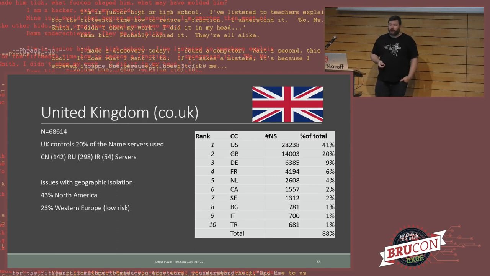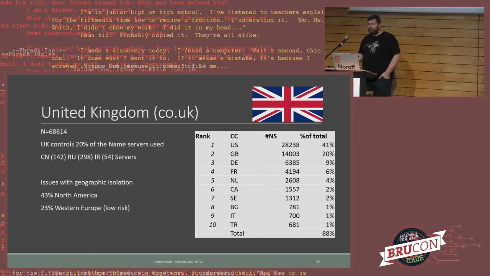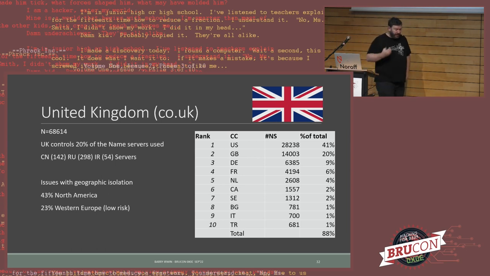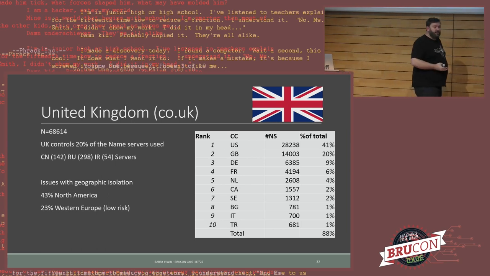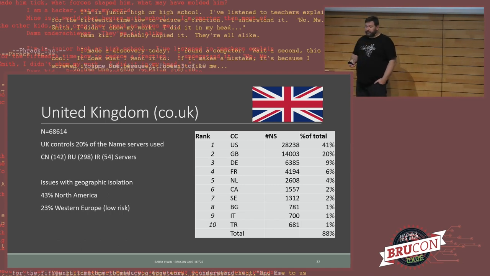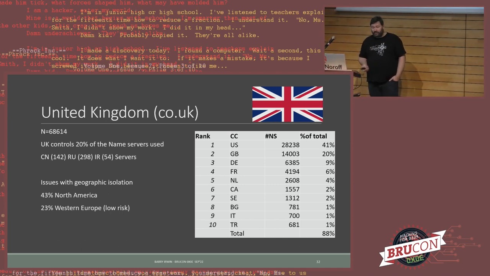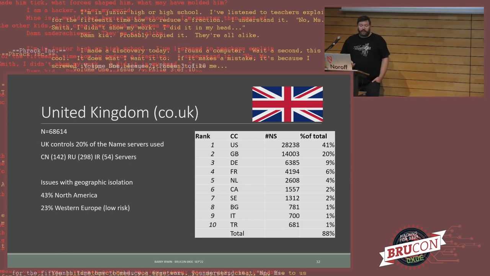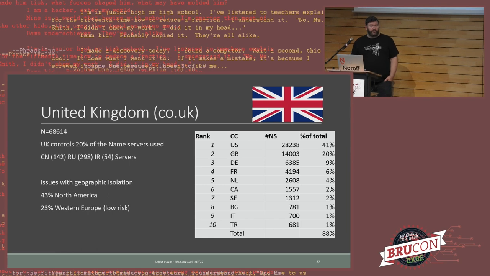The UK was the largest of the domains that we looked at. This is the co.uk domain. About 4.5 million domains in total were looked at, producing 68,000 name servers. They also control, and by they I mean the nation state, Great Britain, 20% of the name servers, which are nominally located inside the borders of Great Britain. No surprise, 40% are in the US, 43% overall in North America, and 23% in Western Europe.